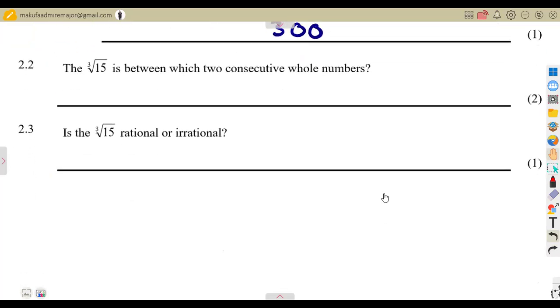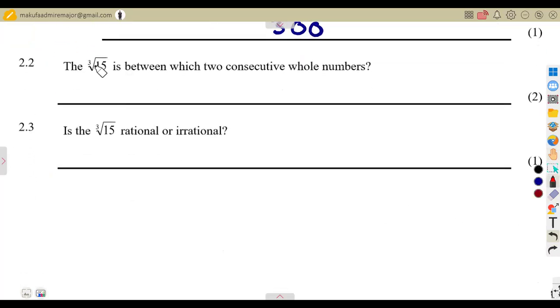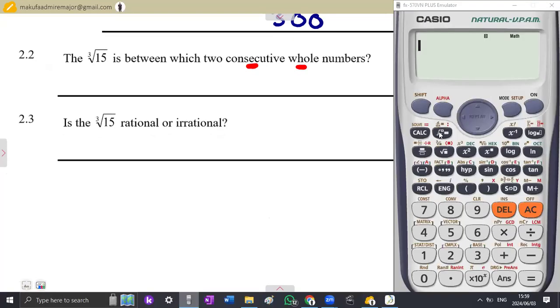2.2, the cube root of 15. There's a cube root. So the cube root of 15 is between which two consecutive whole numbers? Okay, so what is the cube root of 15, guys? If you do not know, just use your calculator like this. I want you to understand this idea so that you can simply get your answer straightforward.